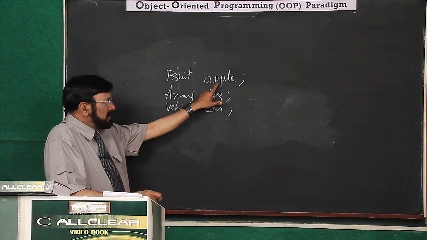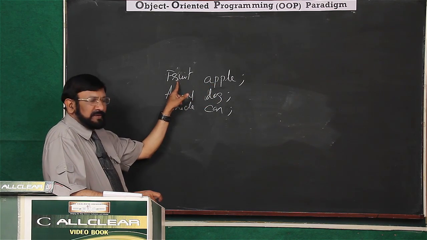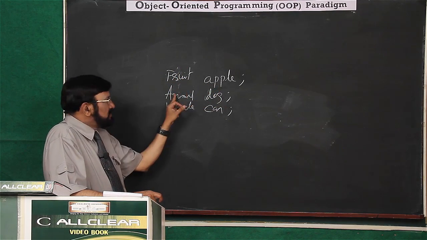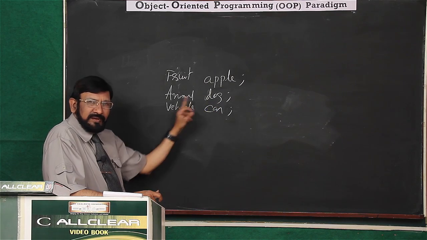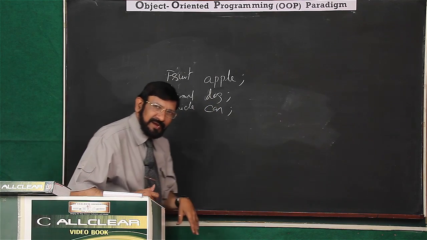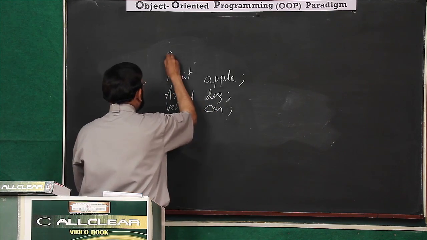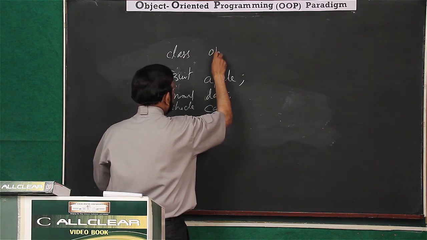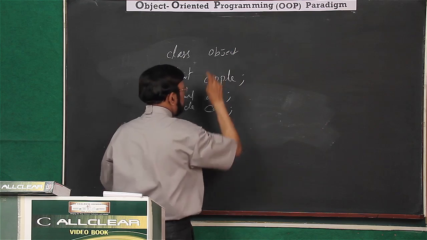Whenever you want a real thing, you have to start with that. This is the blueprint. This is the reality. So all these blueprints are called classes, and all these realities are called objects.